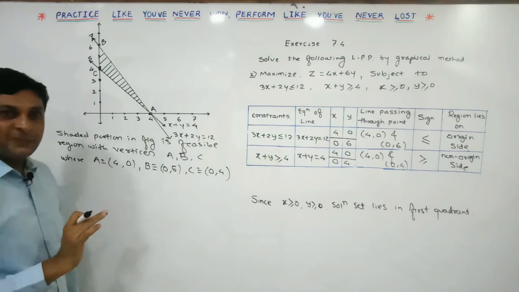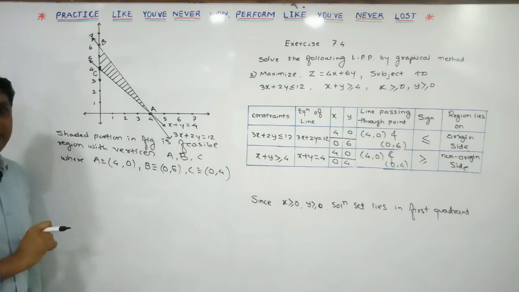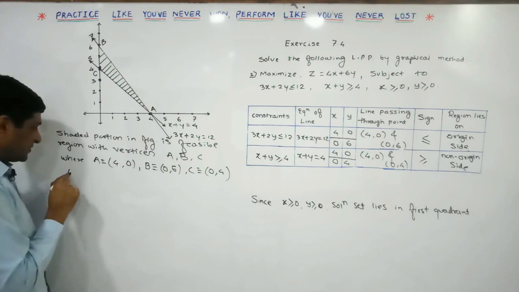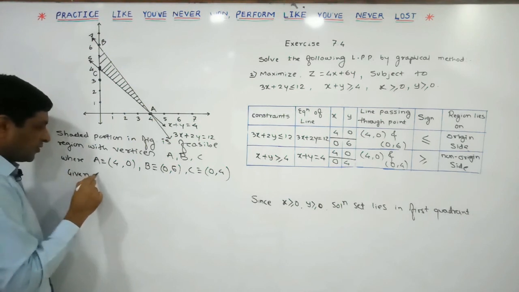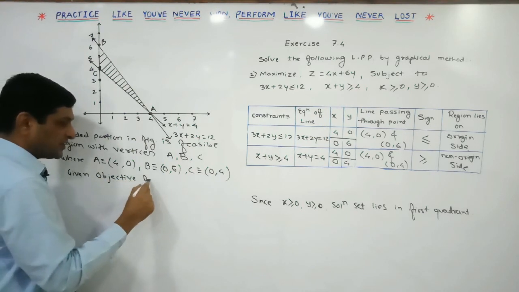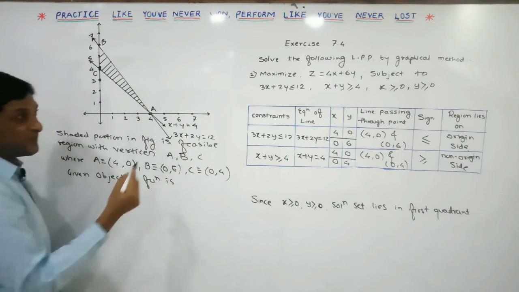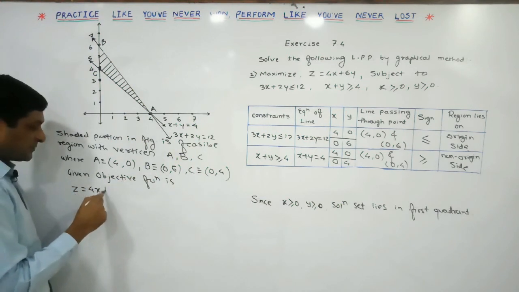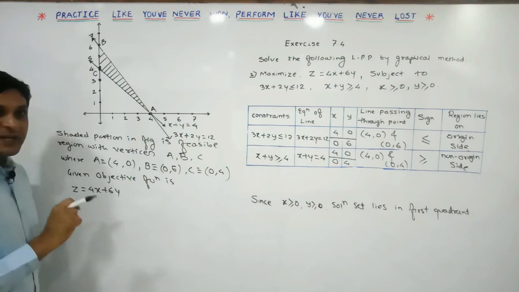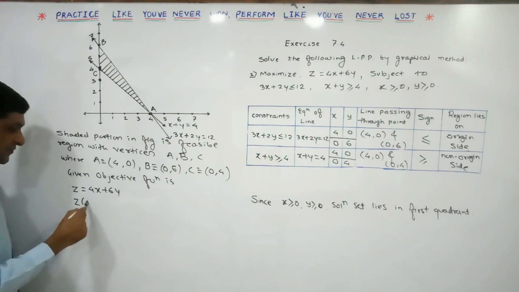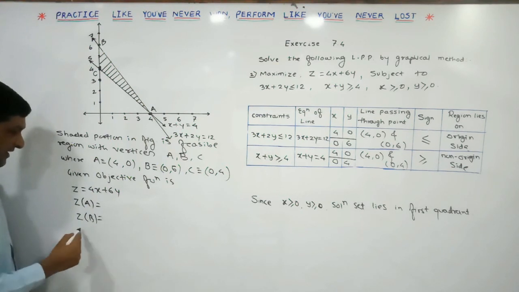Once the coordinates of all the vertices are known to us, then consider the given objective function. What is the given objective function? Z is equal to 4x plus 6y. Now we are trying to find out the value of this objective function at all the vertices. First vertex is A, then second vertex is B, and third vertex is C.